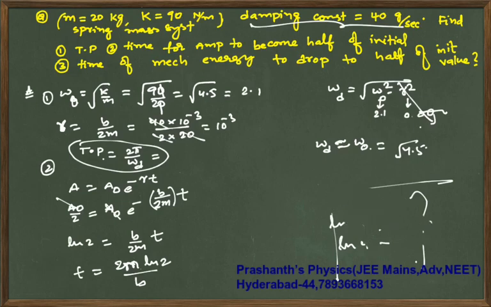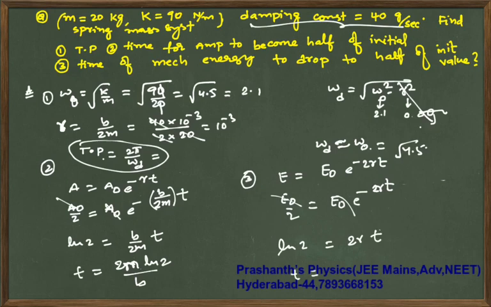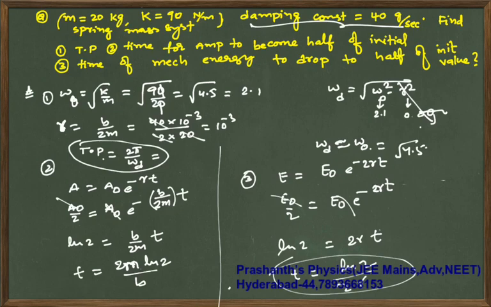So substitute the ln 2, ln 3 values. Coming to the energy expression for the third bit, your energy E is E naught times e power minus 2 gamma t. E naught by 2 is equal to E naught times e power minus 2 gamma t. E naught will cancel off. Ln 2 is equal to 2 gamma into t. T is equal to ln 2 by 2 gamma. Substitute the values: ln 2 is 0.693, substitute the mass value and B value, convert into proper SI units and then simplify. Like this you are supposed to solve the different questions.